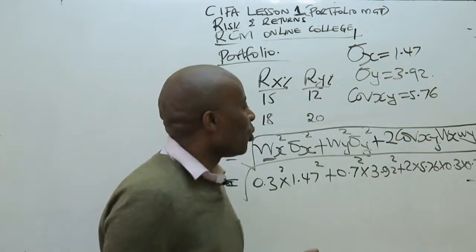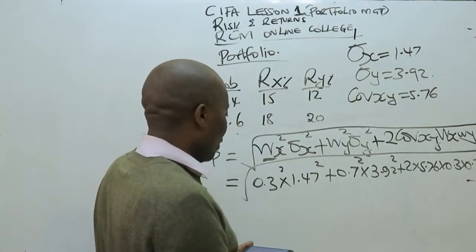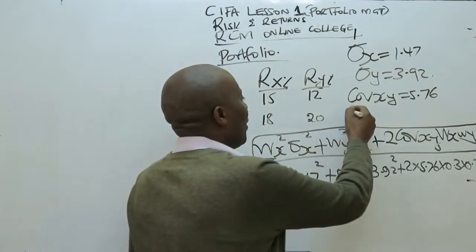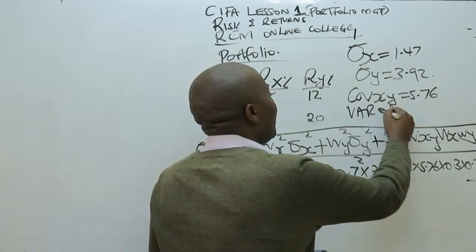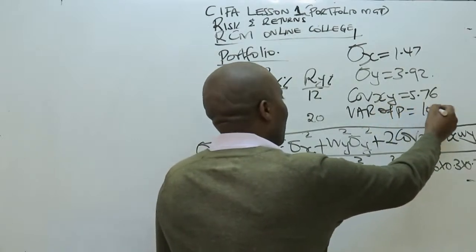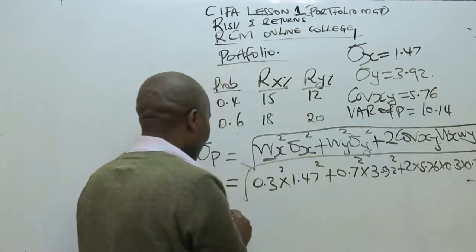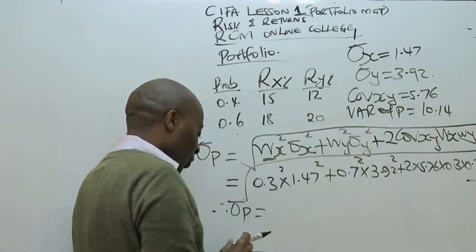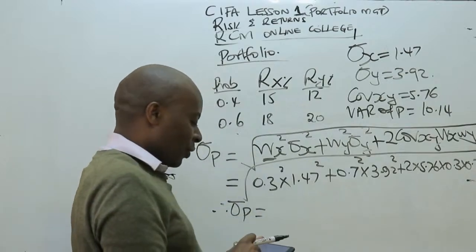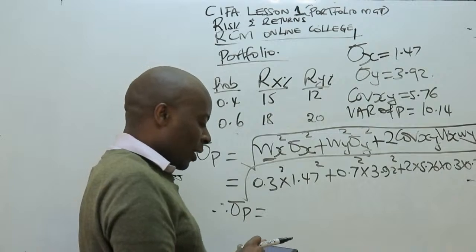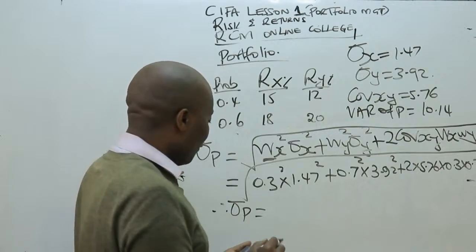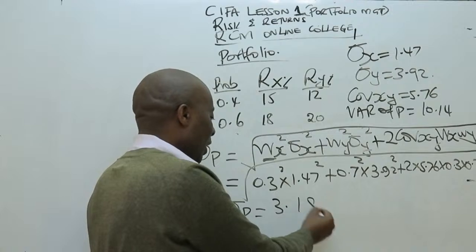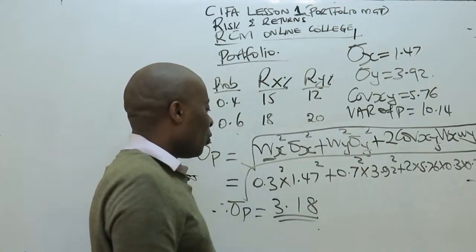10.14. So that is what we call the variance. So the variance of the portfolio is 10.14. And therefore, the standard deviation of the portfolio will be the square root of this 10.14, which will end up giving us 3.18.